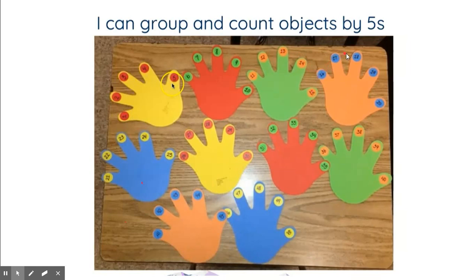16, 17, 18, 19, 20. 21, 22, 23, 24, 25, 26, 27, 28, 29, 30. Good. I see a lot of your mouths moving.